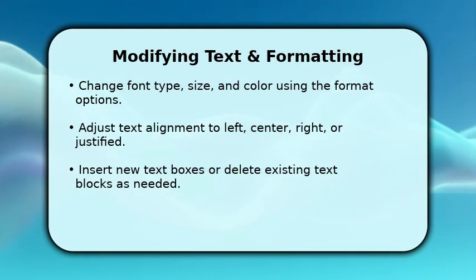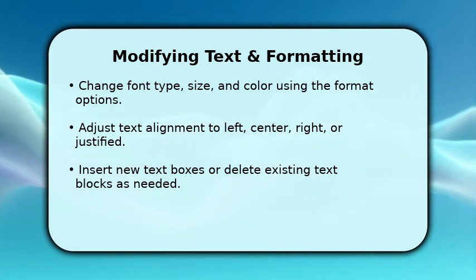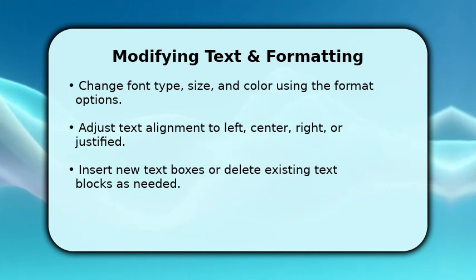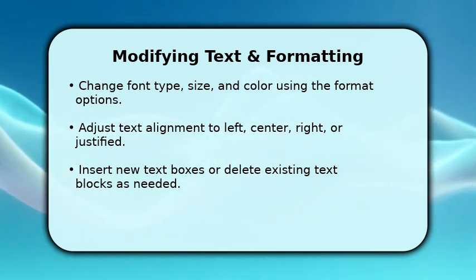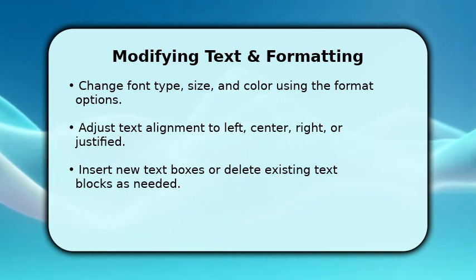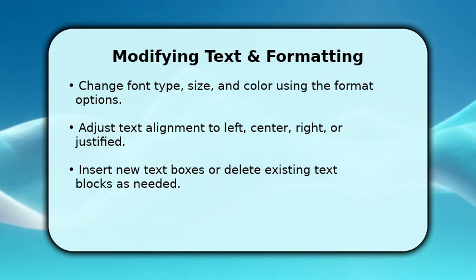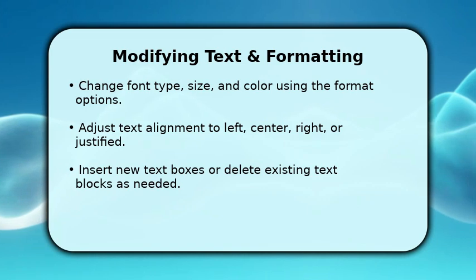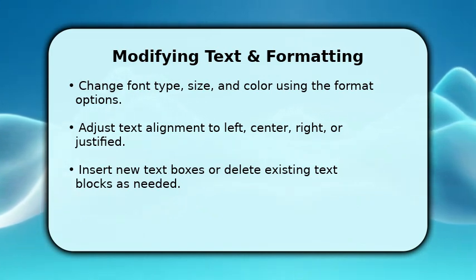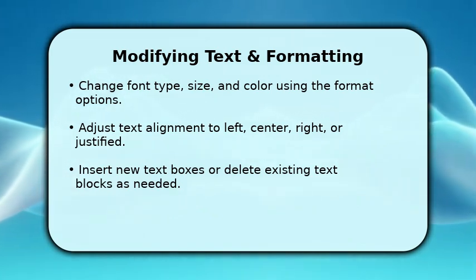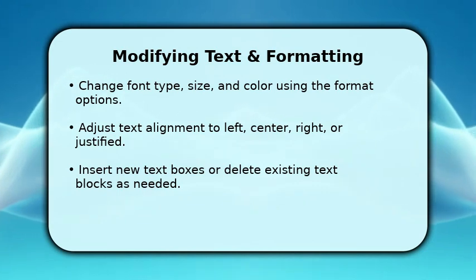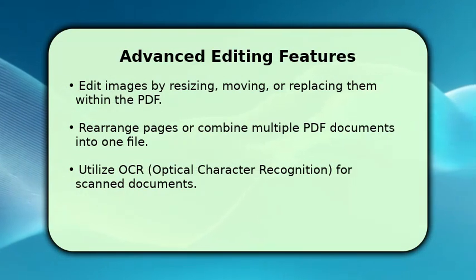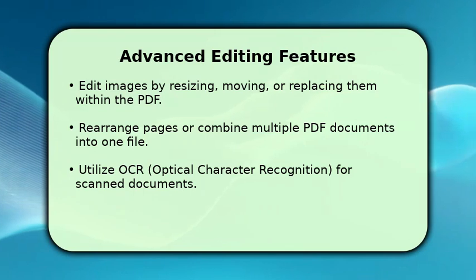After selecting the text, a formatting toolbar will appear, offering various options. You can easily change the font type, size, and color to match the document's existing style. Adjusting text alignment, whether to the left, center, right, or justified, is also straightforward. Furthermore, you have the flexibility to insert new text boxes or delete entire text blocks if they are no longer required. Beyond basic text, many PDF editors allow you to manipulate images.